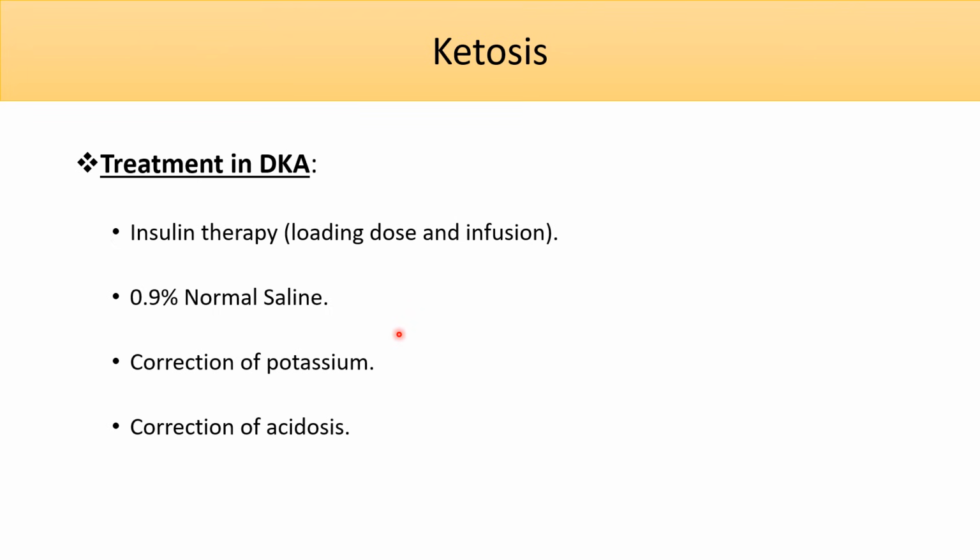But for today's class, just remember, in diabetic ketoacidosis, the type of metabolic acidosis is called high anion gap metabolic acidosis. This is very important. It is called high anion gap metabolic acidosis. So that's all about diabetic ketoacidosis.